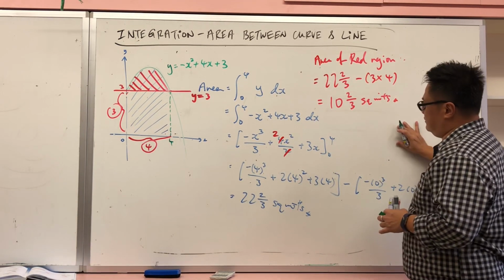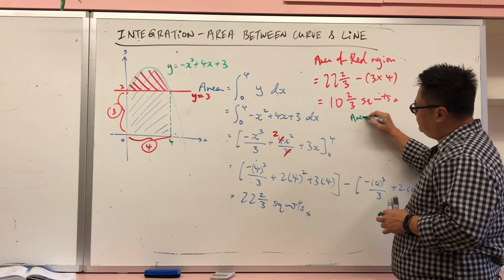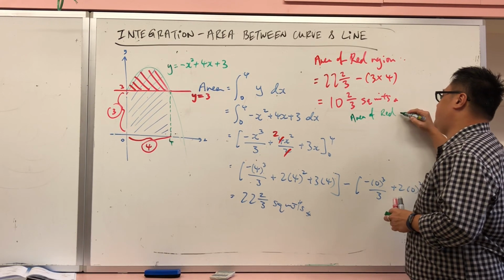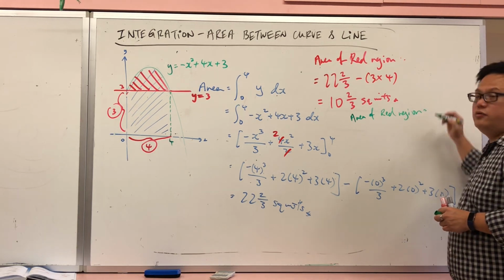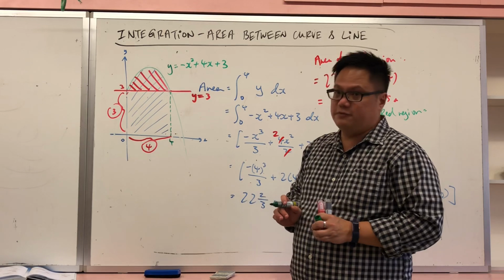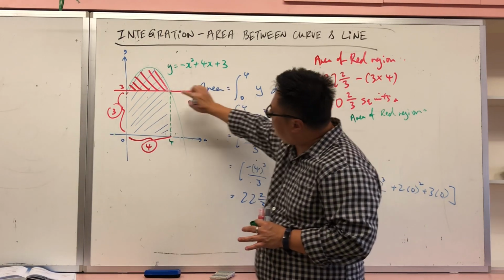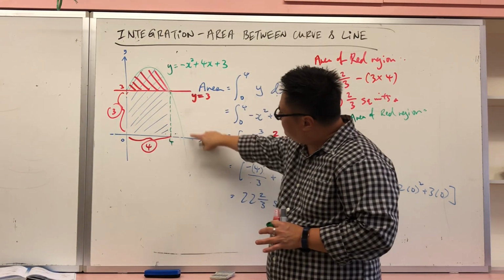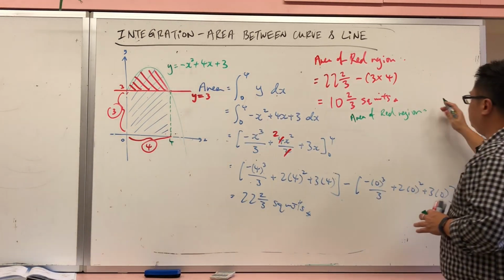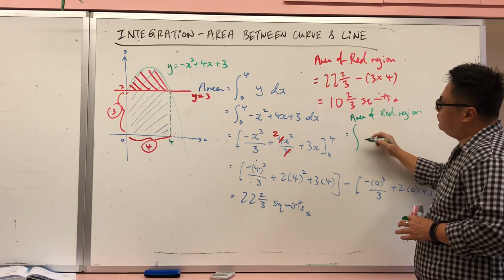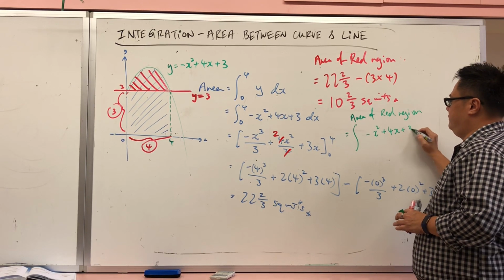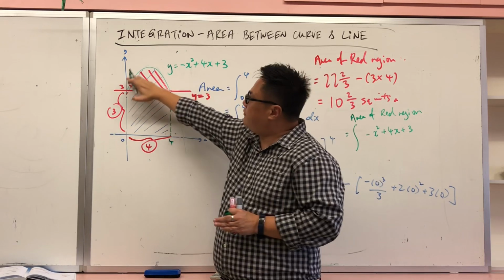I can actually do this. Area of the red color region. Straight away I find the area of the red color region. What I do is I look at this graph. What is on top, what is below? If I look carefully at this graph, you realize the green color graph is on top. So over here, it equals the integral of negative x squared plus 4x plus 3. So this is the graph on top.